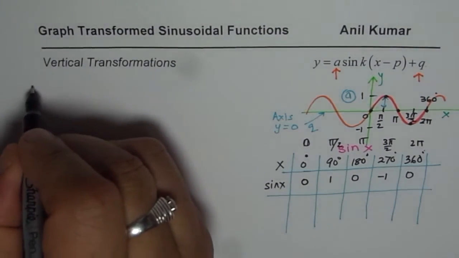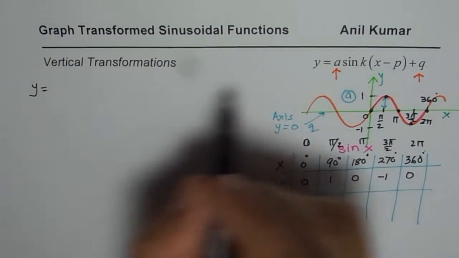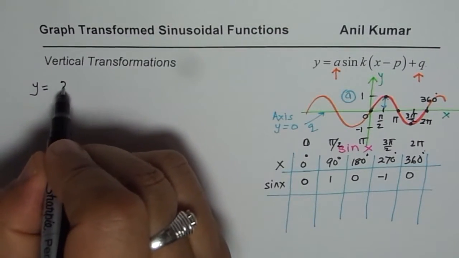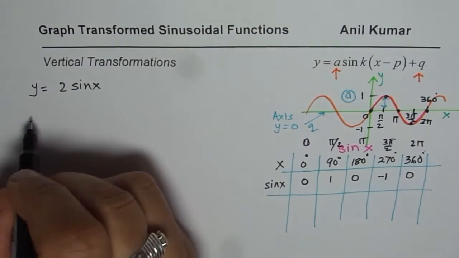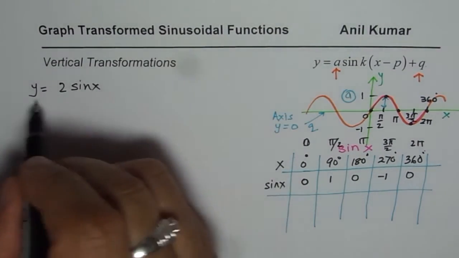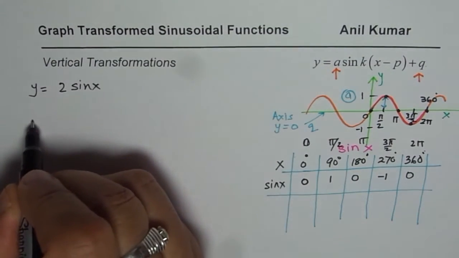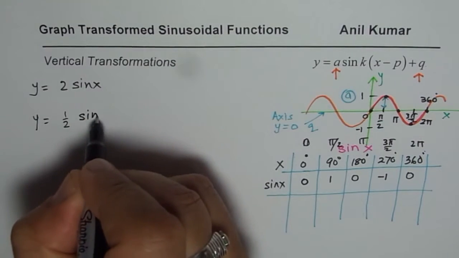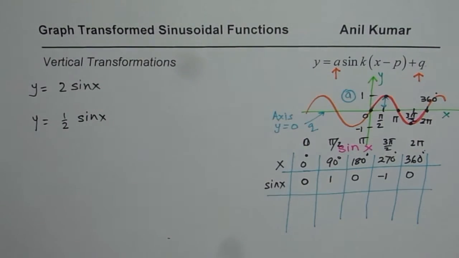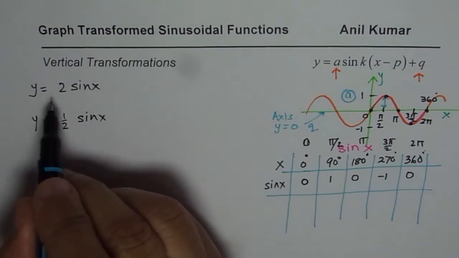So let me write down a few examples here to help us out. Let me change a first. So a could be 2 sine x, for example, right? And then we could have y equals, let us say, half sine x. Now what happens if I do y equals 2 sine x?